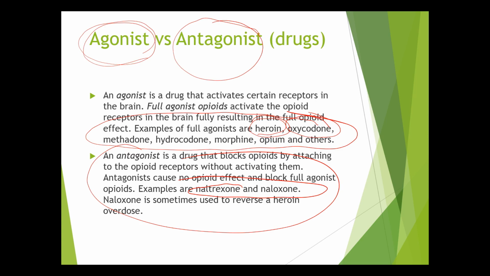So agonists versus antagonists. So this is just one example. Let's think of agonists here that activate the opioid receptors here in the brain. So that would be your heroin, your oxycodone, methadone, hydrocodone, that's Vicodin, morphine, opium. An antagonist is working against. And I know we talked about Narcan or naloxone in the last unit or a couple units before. And remember, it's used to work against, so it's blocking the receptors.